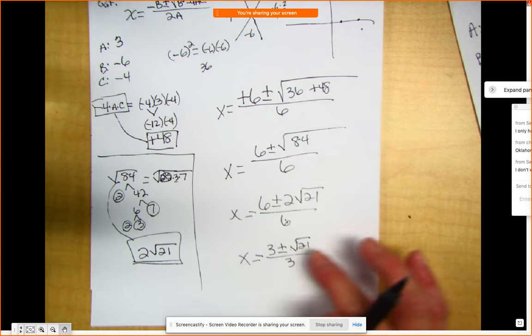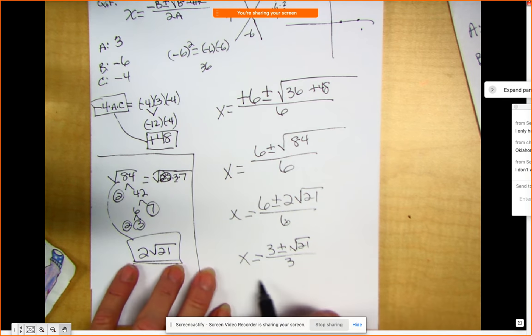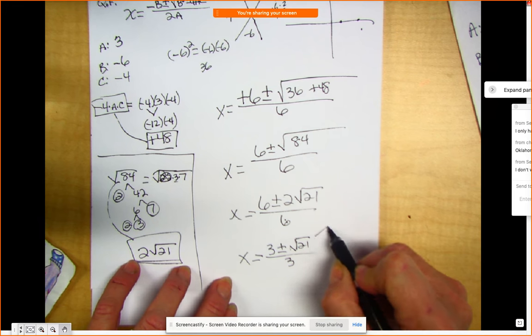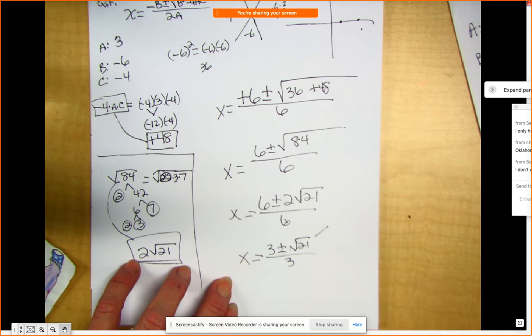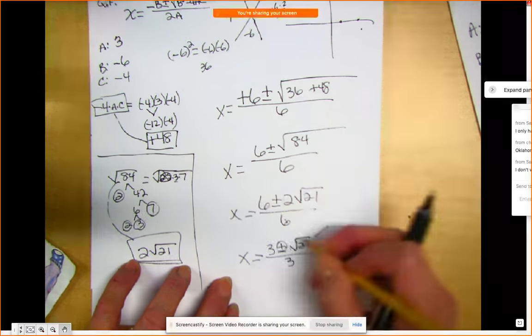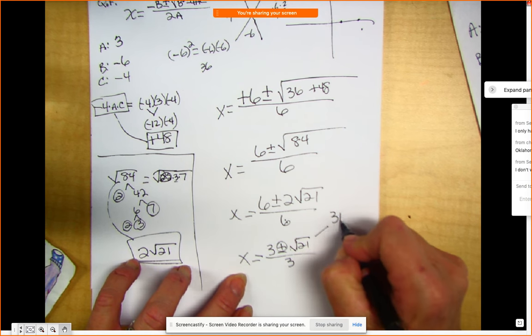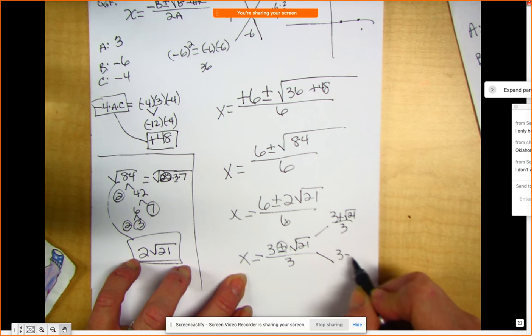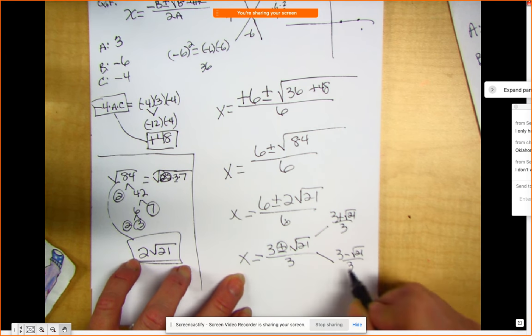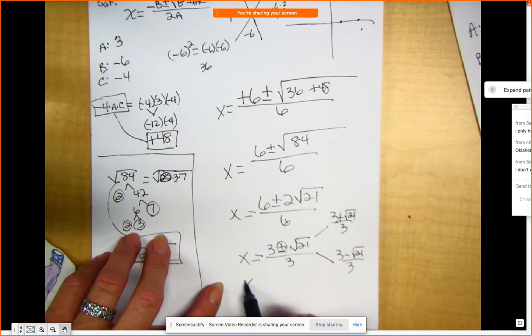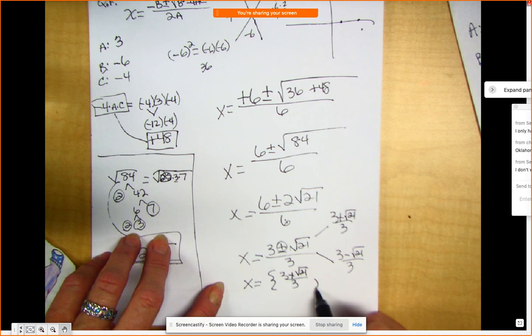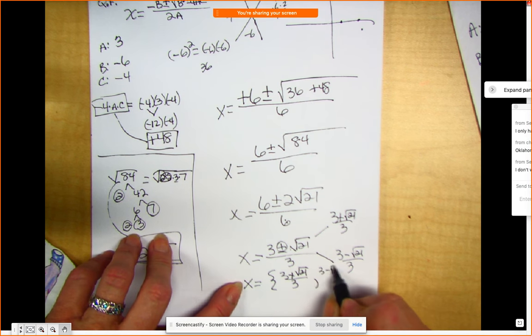Okay? Sometimes they write it like that, but they could also write it like this. Well, remember, one of our answers says use the plus, use the positive. So I'm going to write 3 plus square root 21 over 3. And the other answer would be 3 minus the square root of 21 over 3. I have no idea what that equals, but they could write it like that. And I have a feeling that's how they write it today. That's one answer, and then they'll put a comma, 3 minus square root 21 over 3. Those are my two zeros.